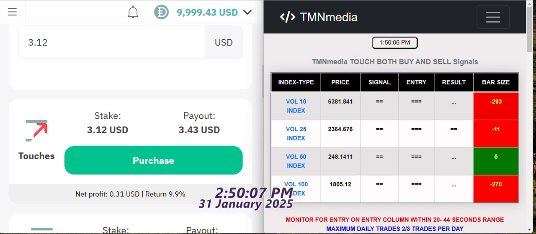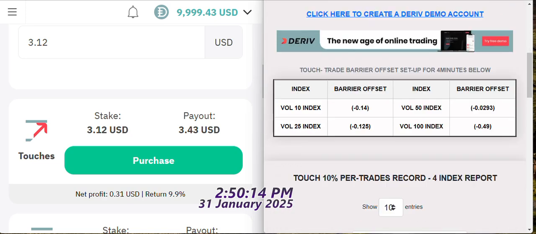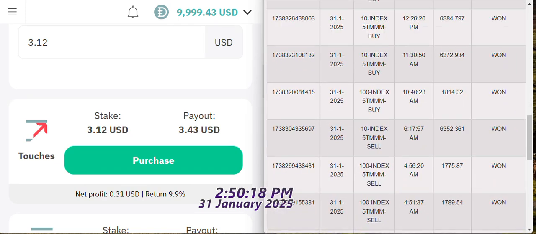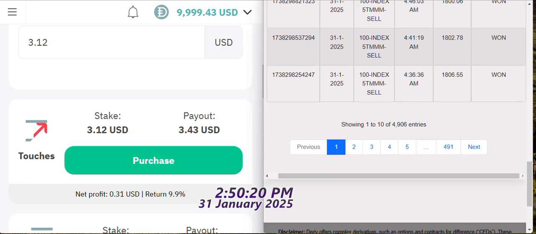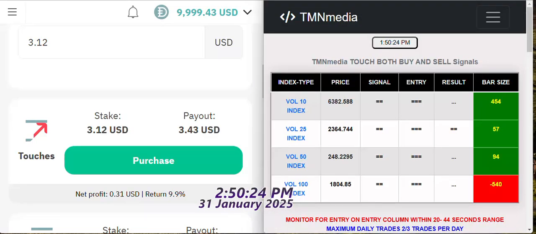Now this one has about 4 index. You also see the report of the signals here. All the signals that I've generated today, you can see them, 1 out of 10. You can check their updates yourself. You'll see how consistent or inconsistent they are. They are in the open.